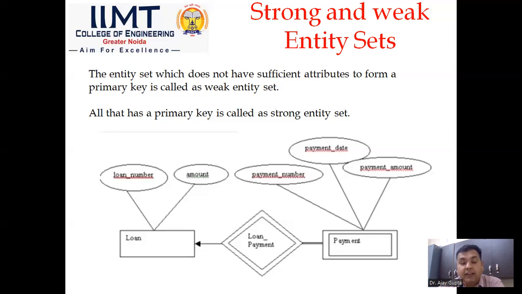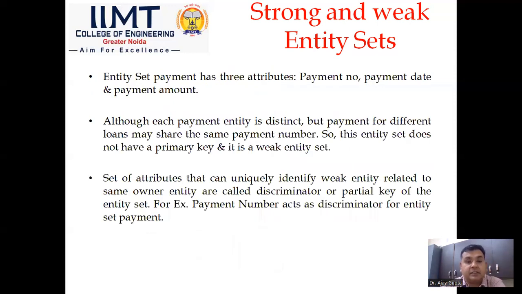So for weak entity set, the primary key is made with the help of payment number and the entity set on which the payment is dependent. Payment is dependent on the entity set loan. So the loan's primary key is loan number. So the primary key for the payment entity, weak entity set, is the combination of loan number as well as payment number. Let's see in the another slide.